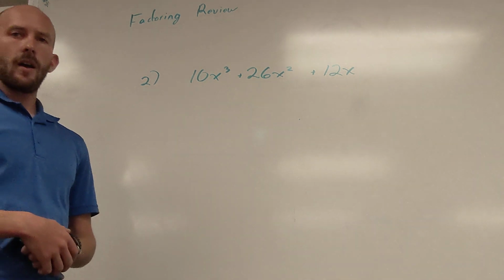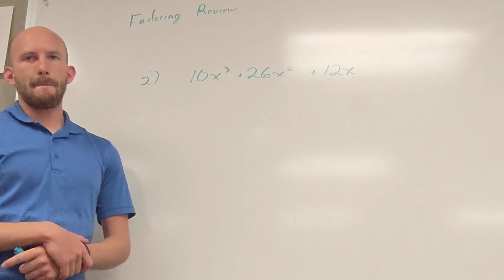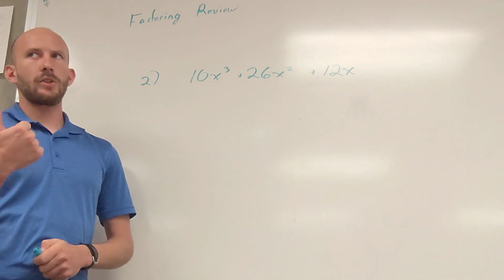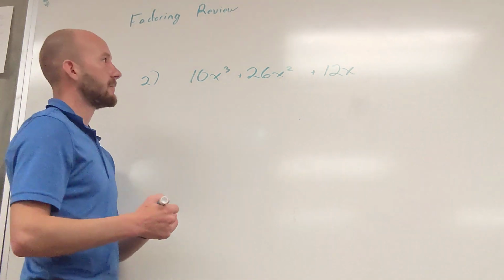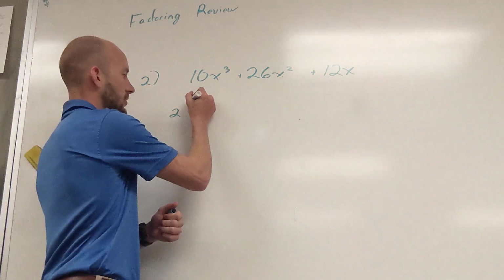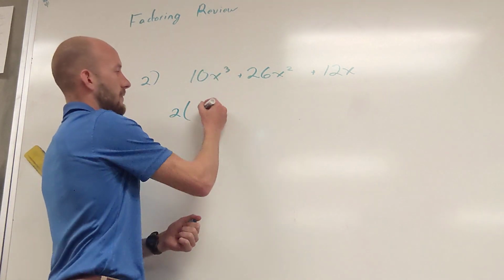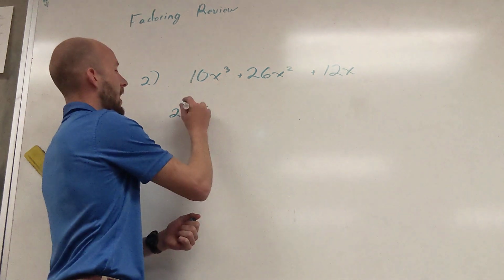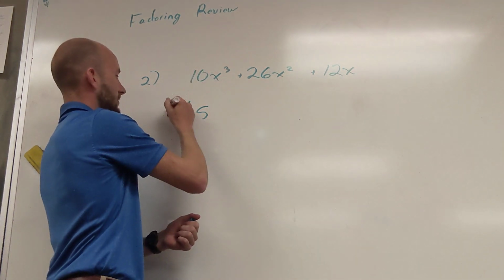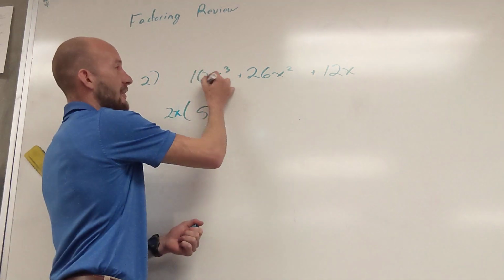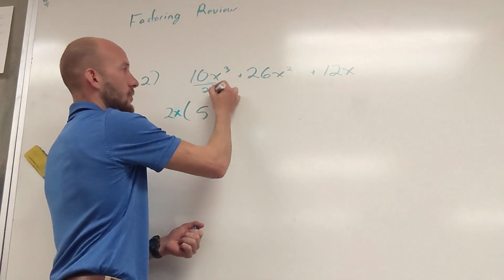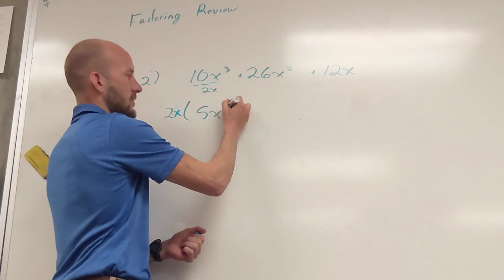Okay, so on this one, we've got a trinomial. What should I check for first? GCF. Do they have one? Yes, they have a GCF of 2x, so factor out a 2x. So divide everything by 2x, so I get 5x squared.